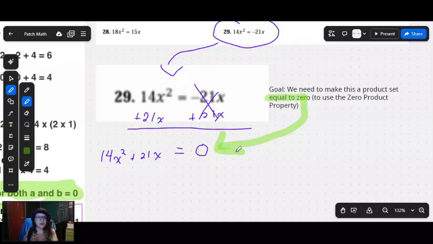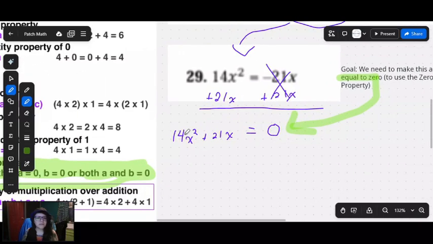One part of our two-part goal is done. Now, our second part is a product set equal to 0. How do we make this a product? Well, whenever we are undoing multiplication that's already been done, we factor. We've got two terms in this case. How do we undo multiplication in two terms?